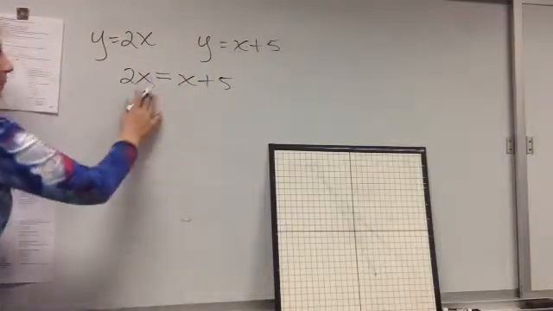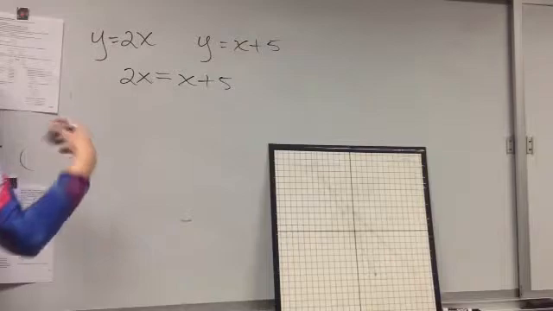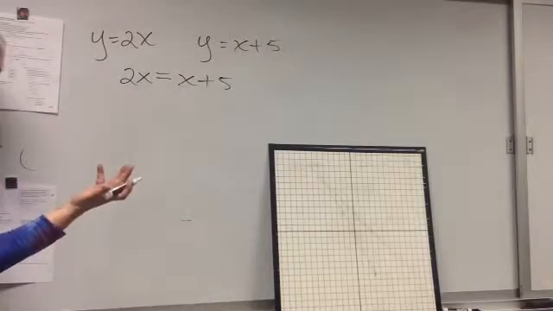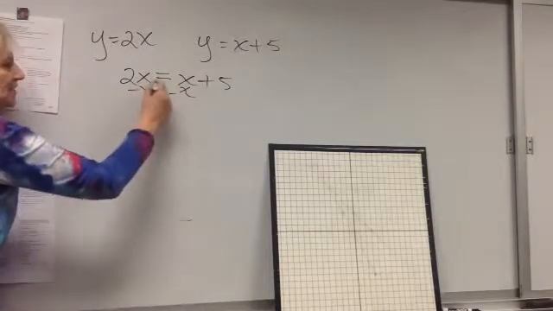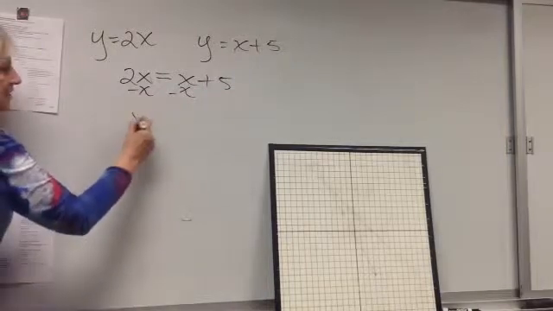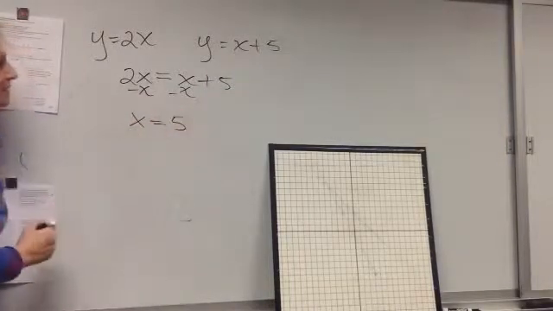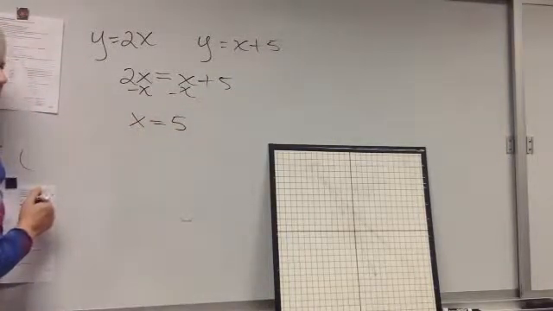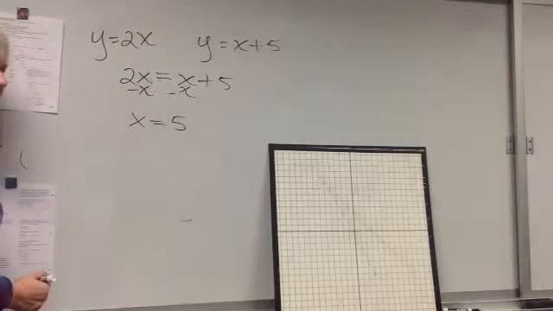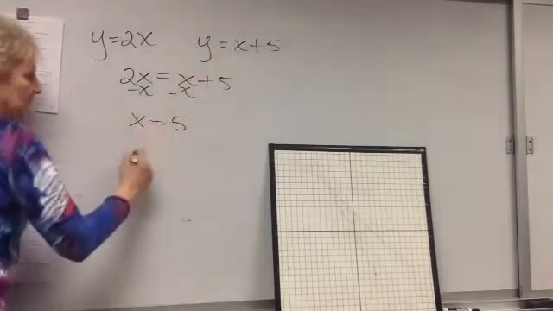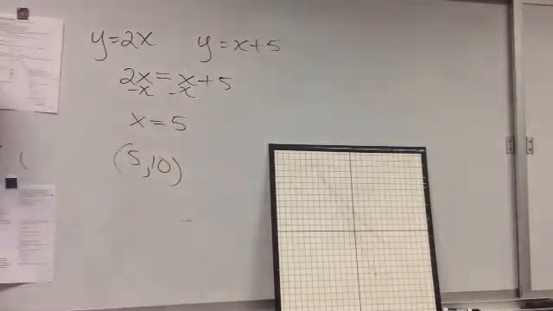Let's solve. When you have variables on both sides, get rid of either the one on the left or the one on the right. Doesn't make any difference. Subtract x. X equals 5. What's y? 10. So the answer is 5, 10.